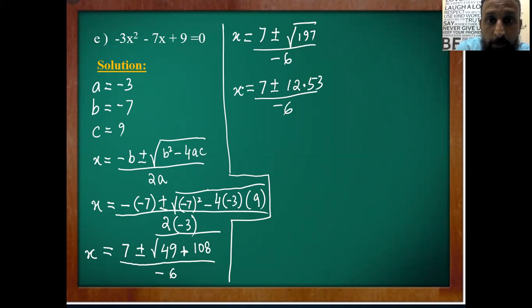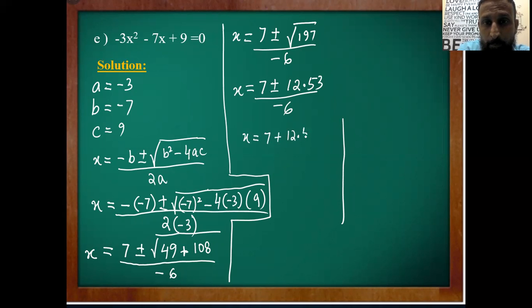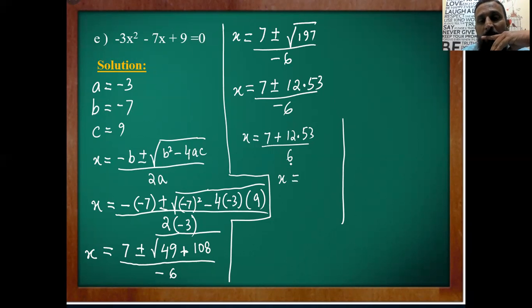Now, dear students, as you can see, the root value of 197 is 12.53. There is a plus sign and a minus sign attached with 12.53. We need to make two columns. In the first column, we'll write this with the positive sign, 7 plus 12.53 divided by negative 6. So 7 plus 12.53 makes 19.53.